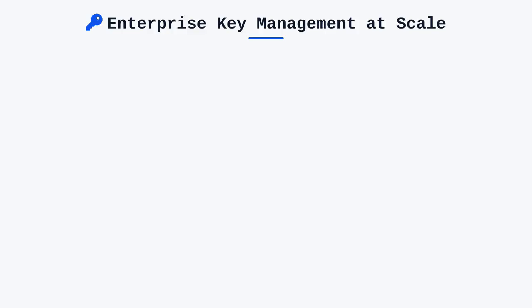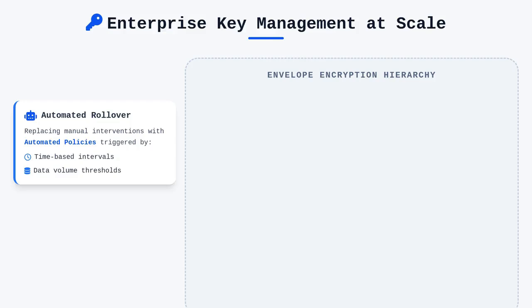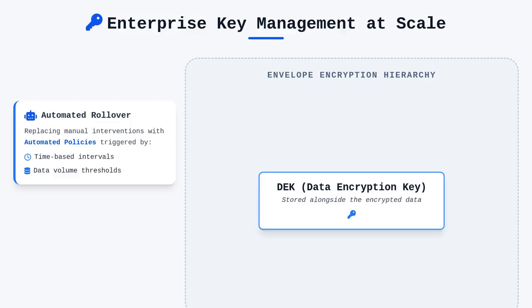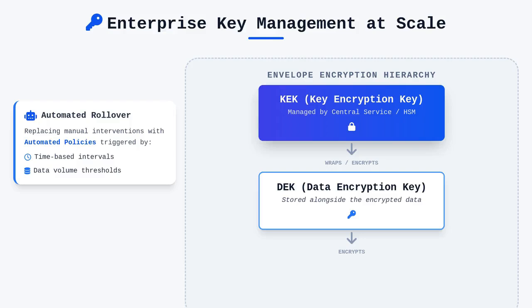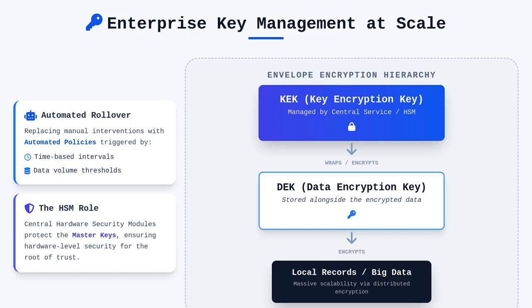Managing keys at scale requires moving away from manual interventions toward automated rollover policies that trigger based on time-based intervals or specific volume thresholds of processed data. Envelope encryption is the standard pattern for this, where a data encryption key is used to encrypt local records, while that key itself is encrypted by a key encryption key managed by your central service. This hierarchy allows for massive scalability because you only need to protect the master keys within your hardware security module, while the data encryption keys are stored alongside the data they protect.